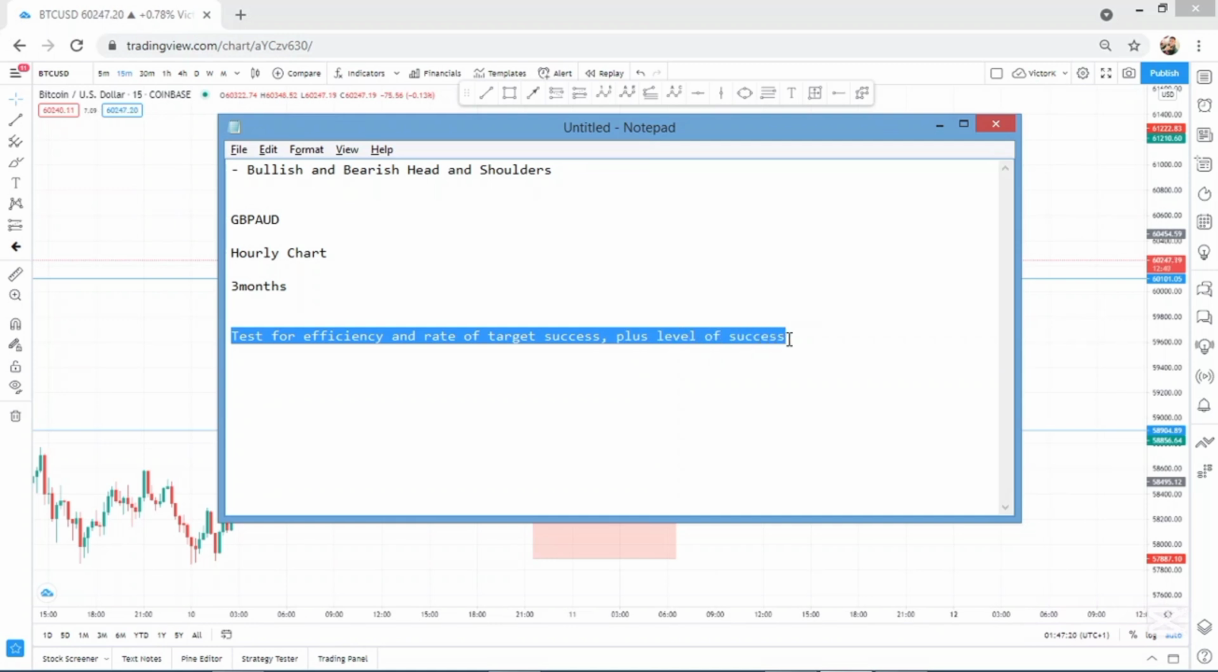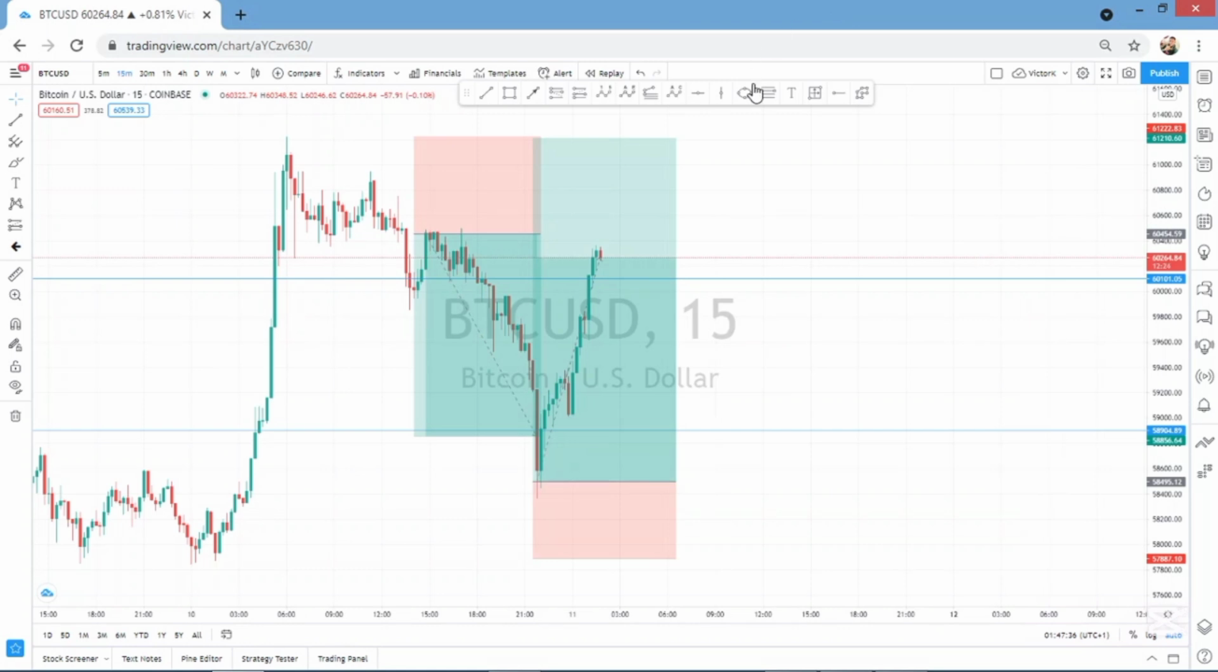Level of success that I need here is how close was it to take profit. How many times did it stop loss, and if it didn't hit take profit, did it go close to the take profit? So this is what we are looking for in this survey.